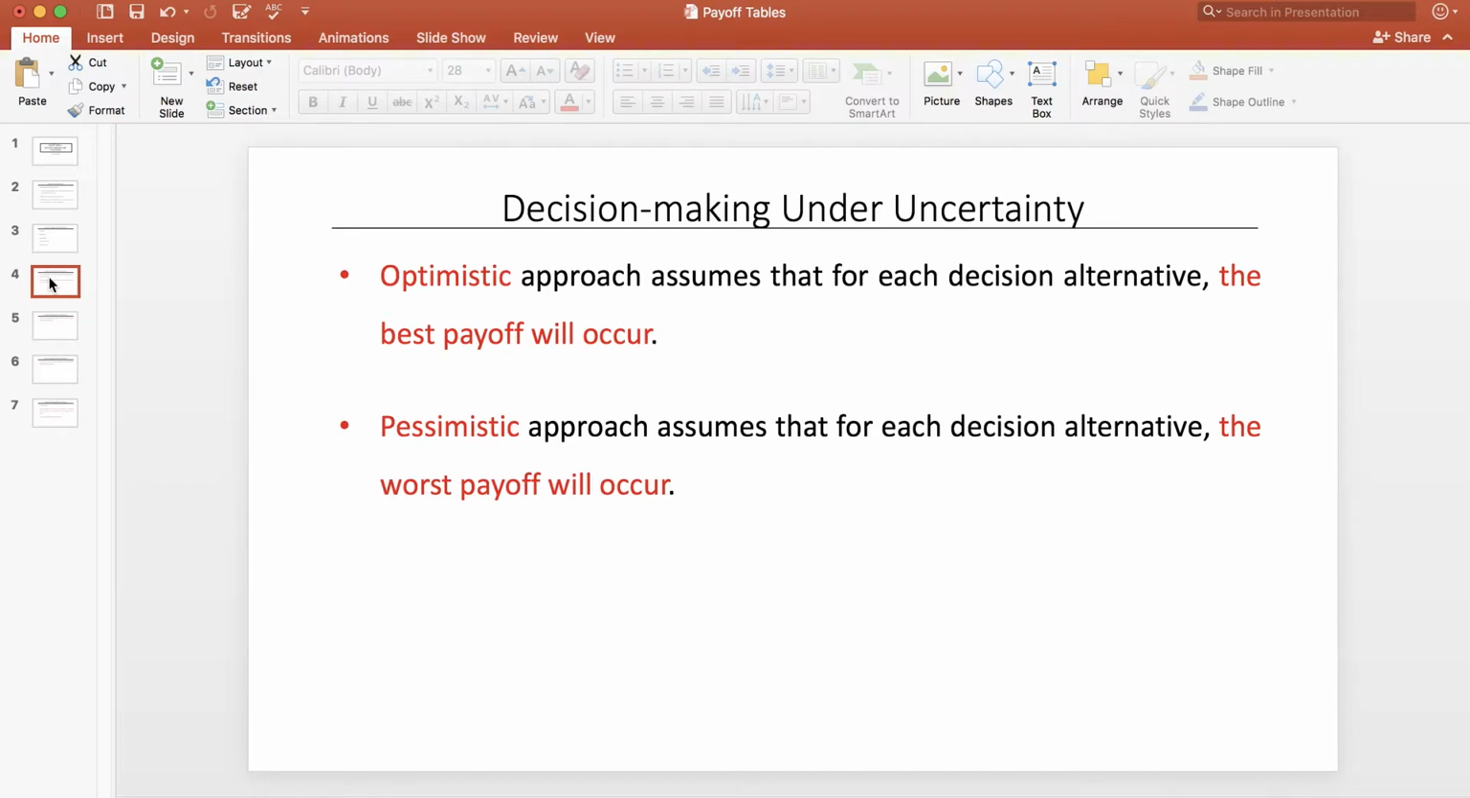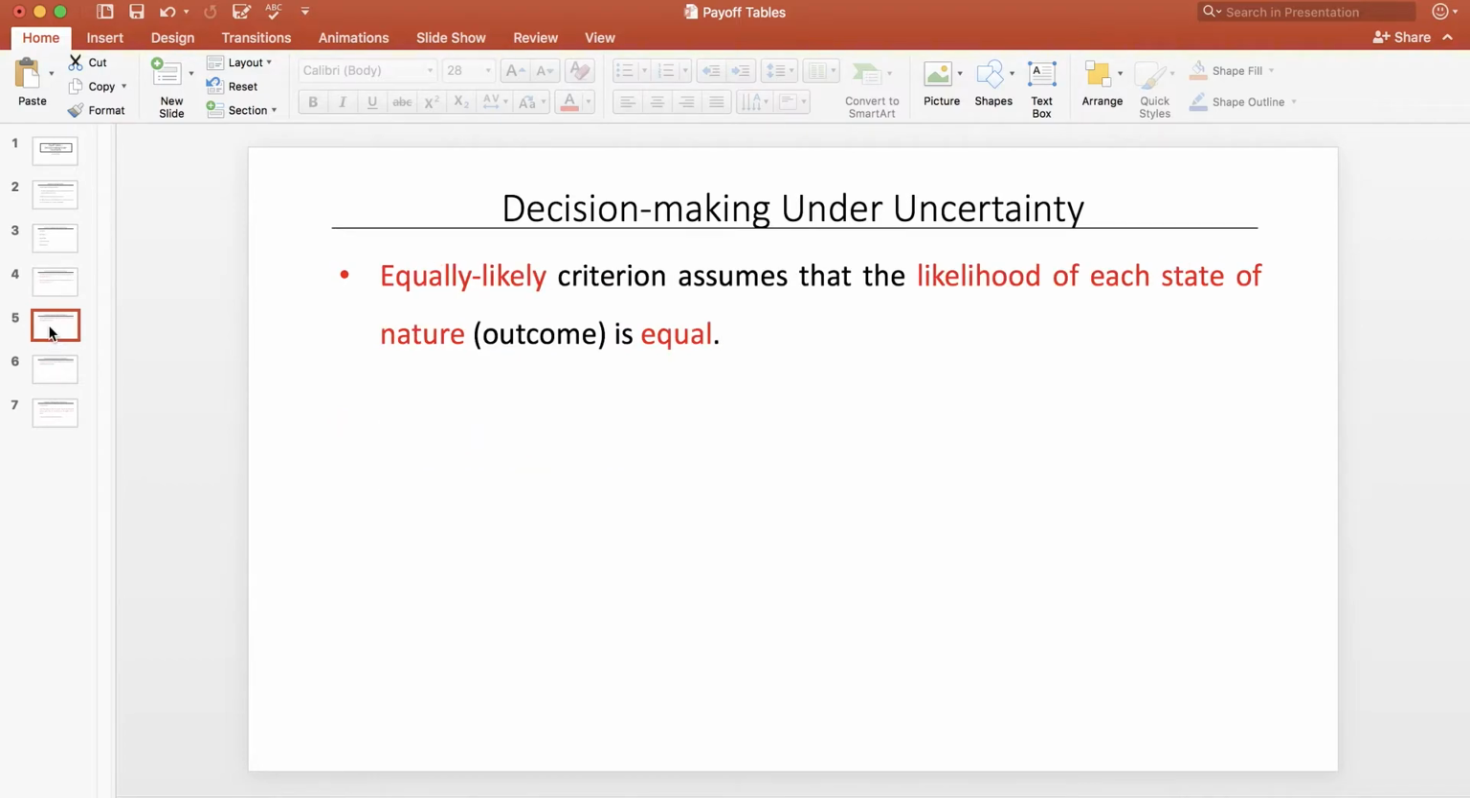In a pessimistic approach, we are focusing on the opposite of the optimistic case. So we are going to assume that for each decision alternative, we are going to make the least, the minimum amount of money. So the worst possible payoff will be obtained in a pessimistic approach. The equally likely approach assumes that the possibility or the probability of each state of nature is equal. So let's say that we have two states of nature, the demand is high and demand is low.